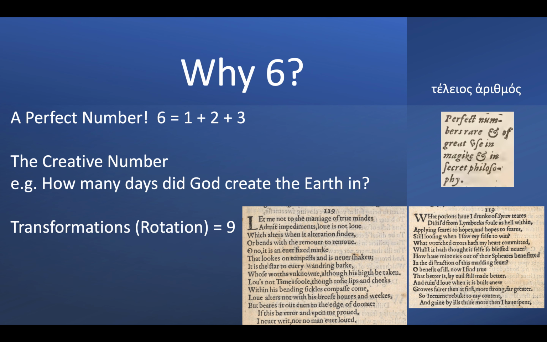And he even says this. This is actually 116. And you can see this for yourself on the British Library website if you want. If this be error and upon me proved, I never writ, nor no man ever loved. Well, there is an error, if this be error upon me proved, which is proved, nor no man. Well, this actually still holds true because he became nothing or no man. So the integrity of that logically still holds true. Yeah, it's brilliant.